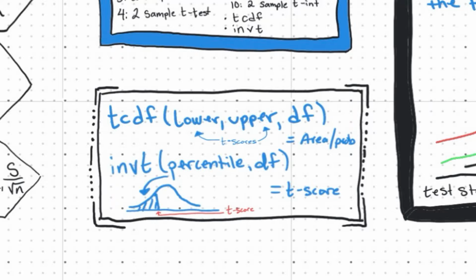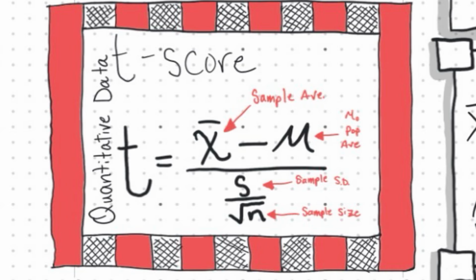If I want the x value that marks that off, what we'll have to do is go back up to the top and plug all that stuff back into our t-score formula, and we'll have to find out what that x bar is. That's what we're looking at here.